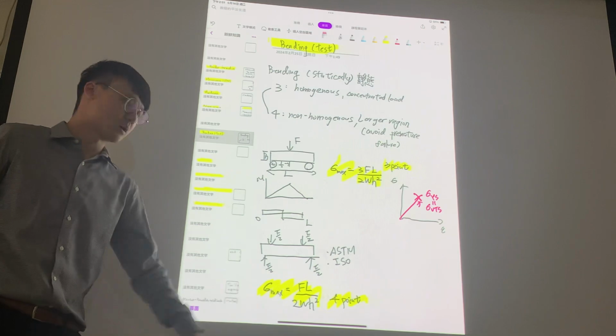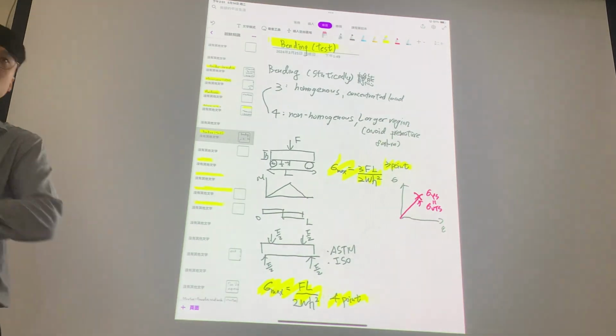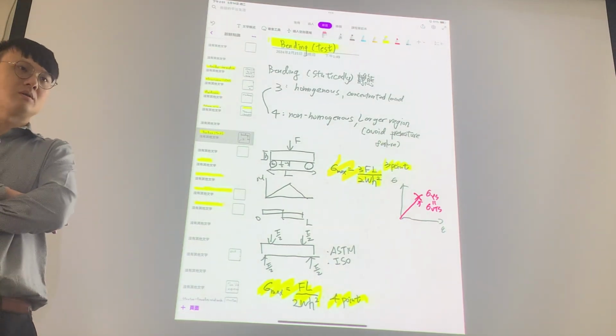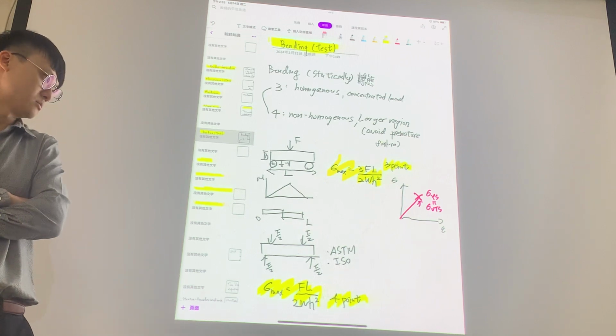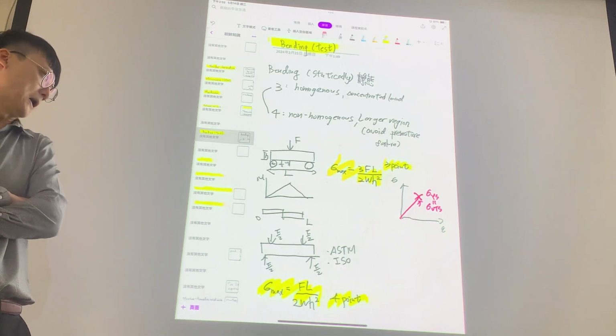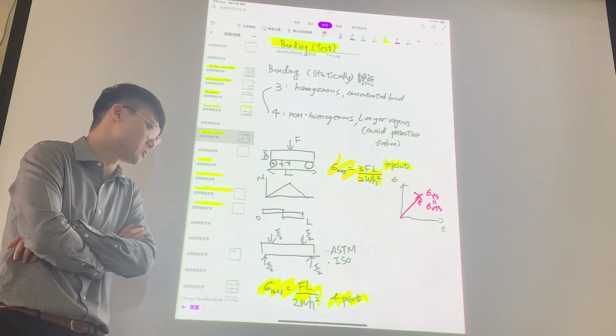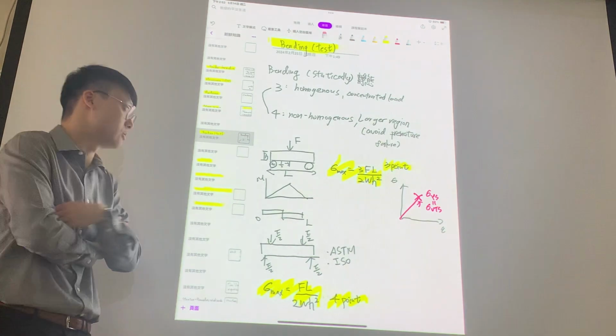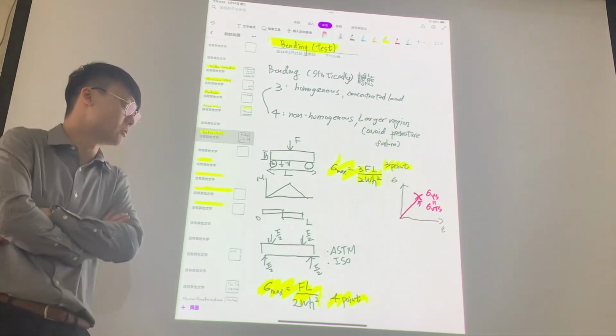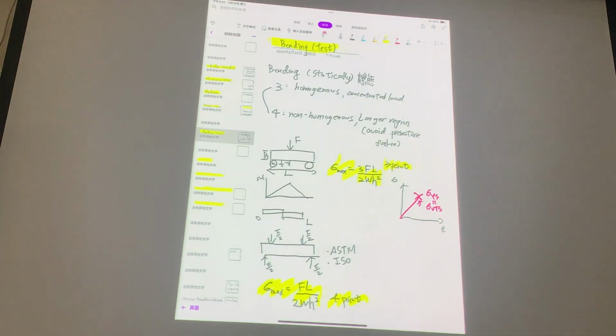So how I think is your take-home homework, right? Homework that you take home to do: how do I get this value? FL divided by 2WH squared for 4-point bending, and 3FL over 2WH squared for 3-point bending. How do I get this number?